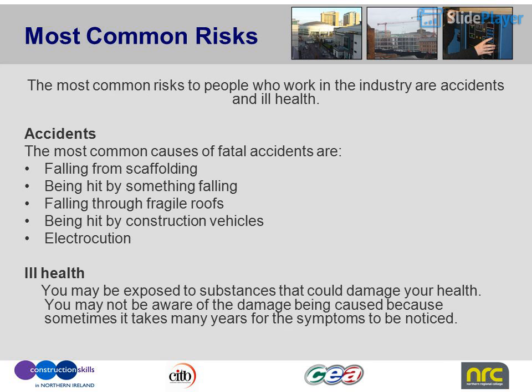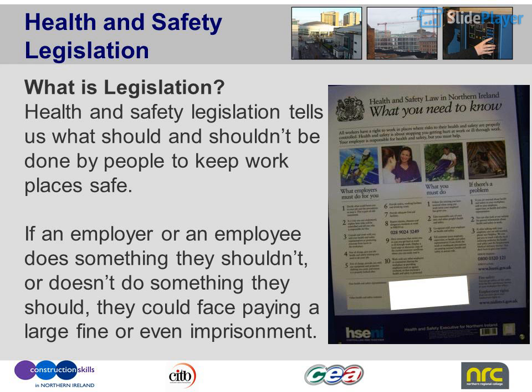Most common risks. The most common risks to people who work in the industry are accidents and ill health. Accidents. The most common causes of fatal accidents are falling from scaffolding, being hit by something falling through fragile roofs, being hit by construction vehicles, and electrocution. Ill health. You may be exposed to substances that could damage your health. You may not be aware of the damage being caused because sometimes it takes many years for the symptoms to be noticed.